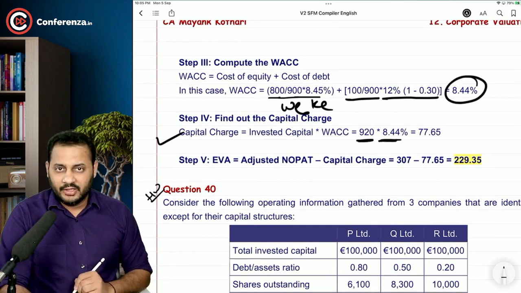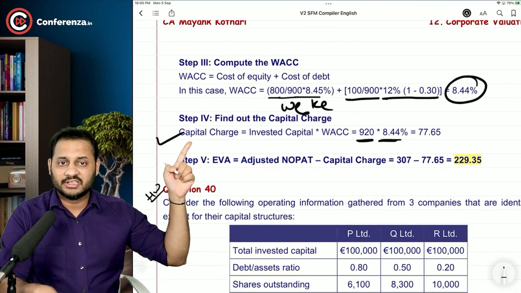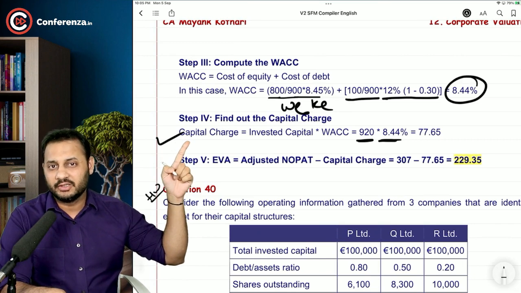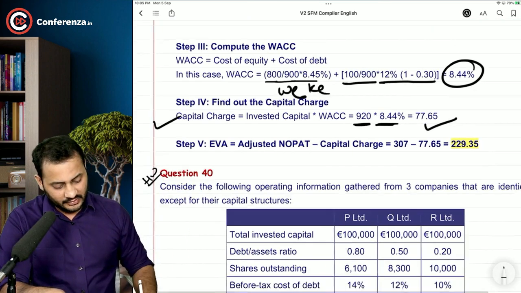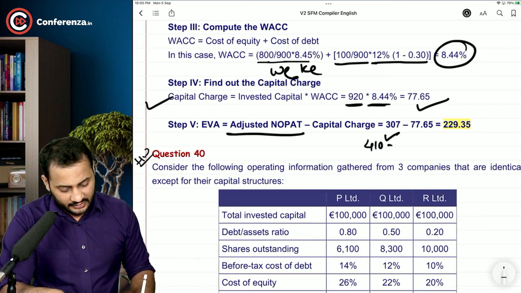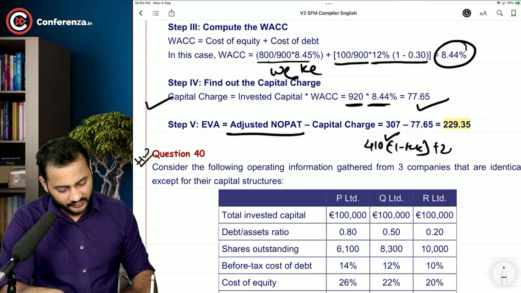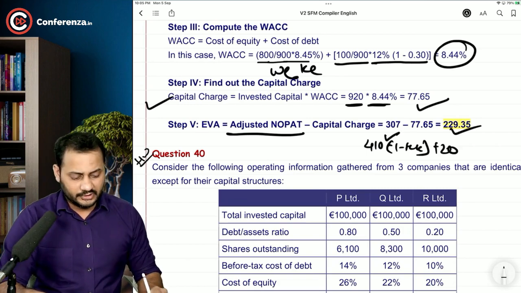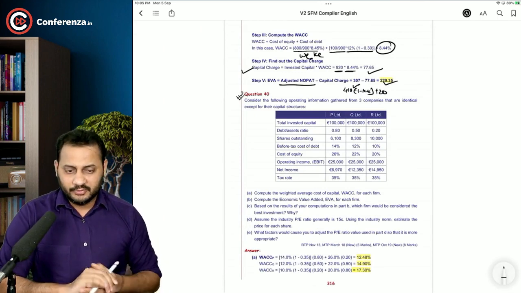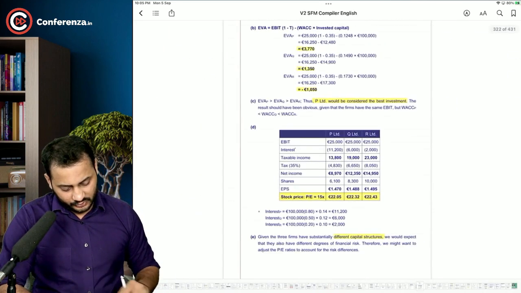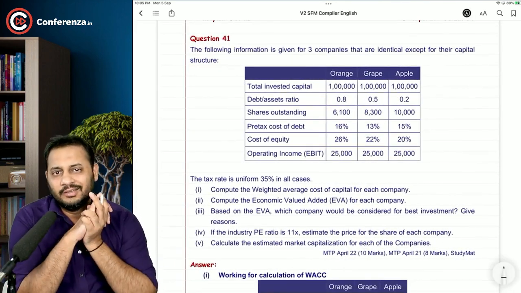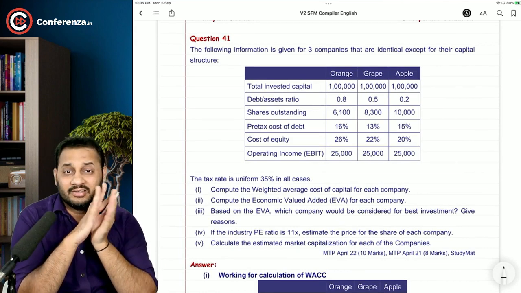8.44% applied on 920. This is the capital charge. That means this is what we are expecting the company to earn. This is what the investors are expecting the company to earn, 77.65, and what exactly they earned is 307. 410 less tax plus 20. So it's a positive EVA. I took this question just to explain that it was right. So question number 40 is your homework, because question number 41 is exactly same, and question number 41 is lengthy in answer, but nothing's new in that.